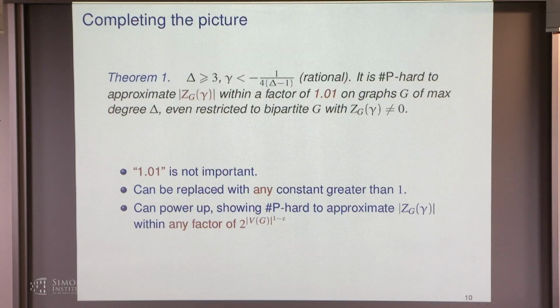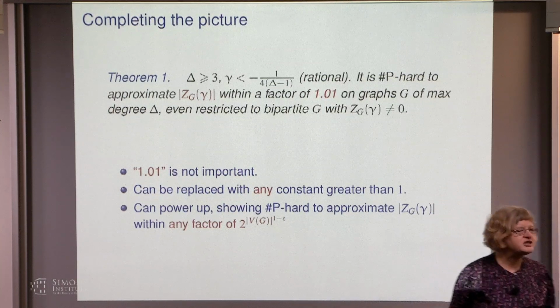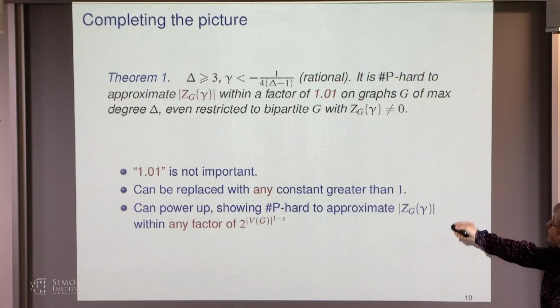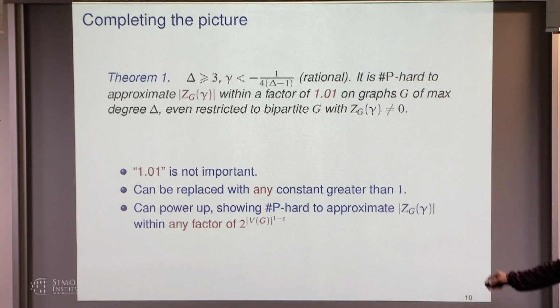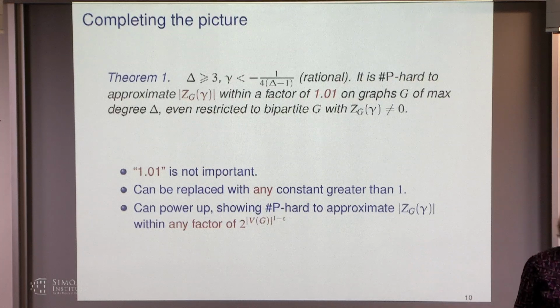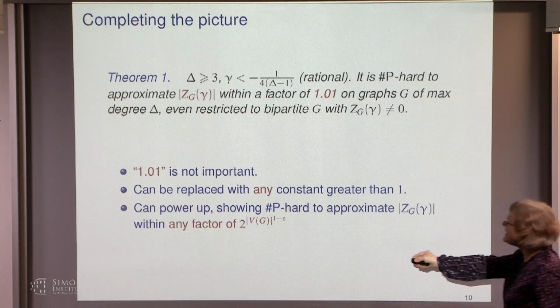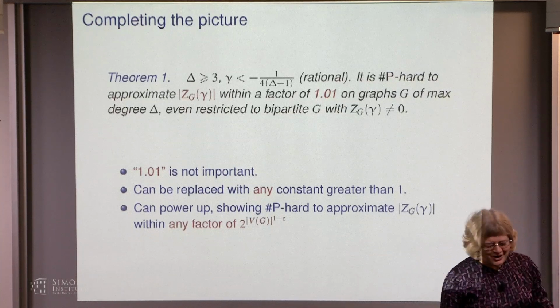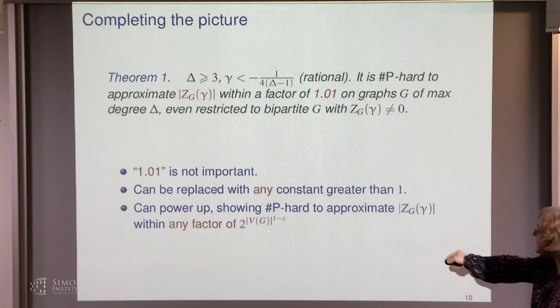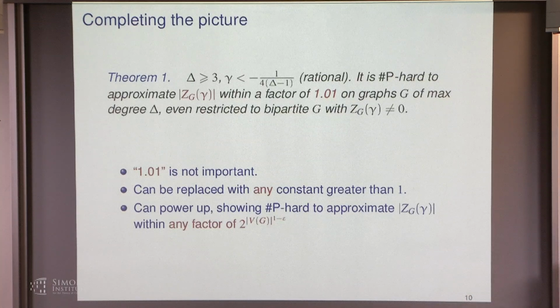And that 1.01, we more or less just made it up. It's not important at all, so you could replace it with any number you like. Getting within a factor of 100 of the right answer is number p hard. And actually, if you felt like it, you could power it up and show that getting within 2 to the n to the 1 minus epsilon is number p hard. This is not exponential, and that's a little bit interesting. We don't know whether it's hard to get within an actual exponential, and for some inapproximability results that is known. But you can power that up quite high.